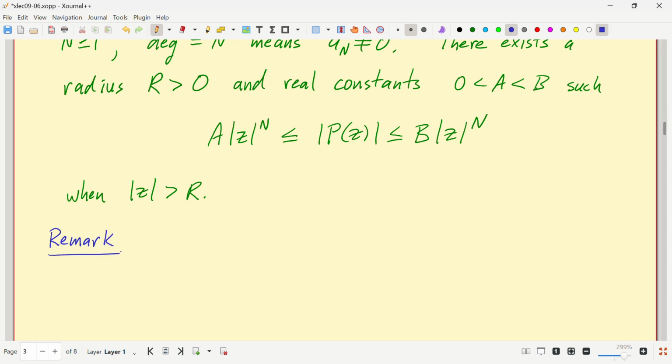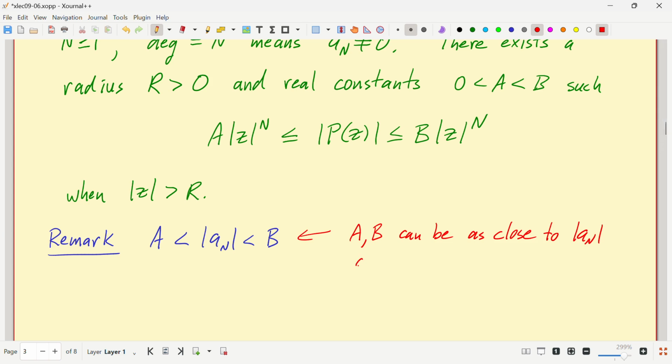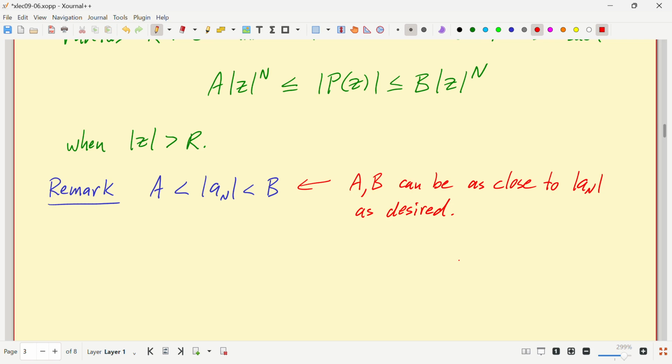Let's see. a is going to turn out to be less than mod a_n, which is less than b, and they can be as close to mod a_n as you want, as close to mod a_n as desired. You might need a bigger r to do that. And that will fall out when I do the proof. The proof is just going to be a picture, basically.